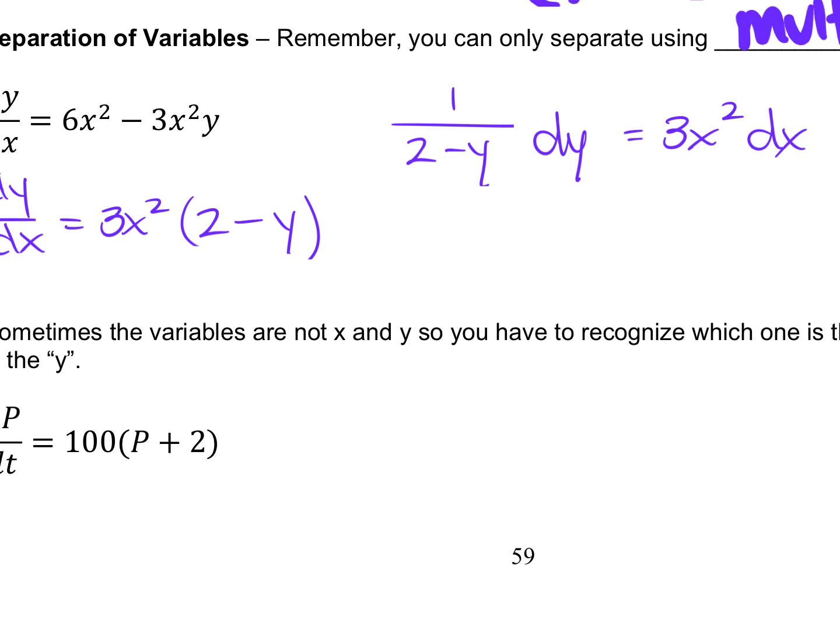This did not show up on our practice stuff, did it? Nope. This is pretty common, though. So, yeah, should have. We would have known it, okay? And I'm not going to finish solving that out, but just remember you have to separate by multiplication and division.